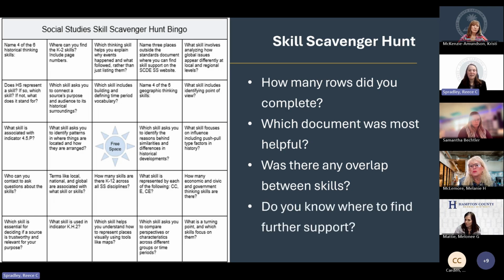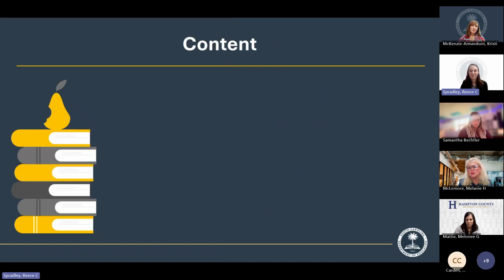All right. And then do you know where to find further support if you need support with the thinking skills? Yes. So y'all can email me or call me. I'm always here to support. We also have a Canvas unit on the thinking skills progressions that's on our website if you're interested in doing that to learn a little bit more about the document. And of course, I'm always here to answer any questions that y'all have.